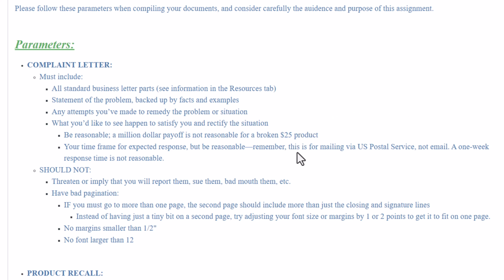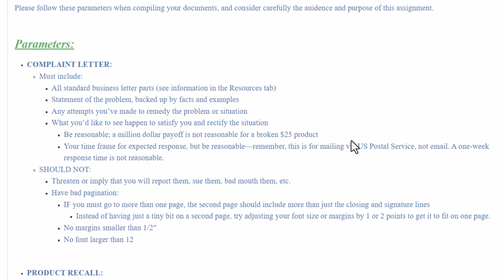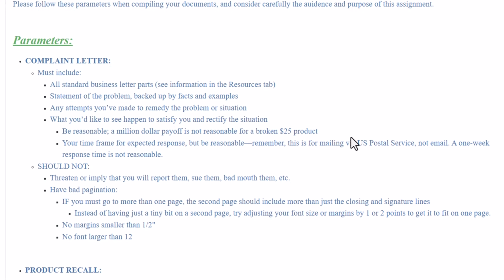Make sure that you're not threatening people. Don't imply that you're going to badmouth them or go to the press or that you're going to sue them. Give them a chance to make it right, because most companies will. Make sure that your pagination is correct. No margins smaller than 1/2 inch. No fonts larger than 12 in your complaint letter.